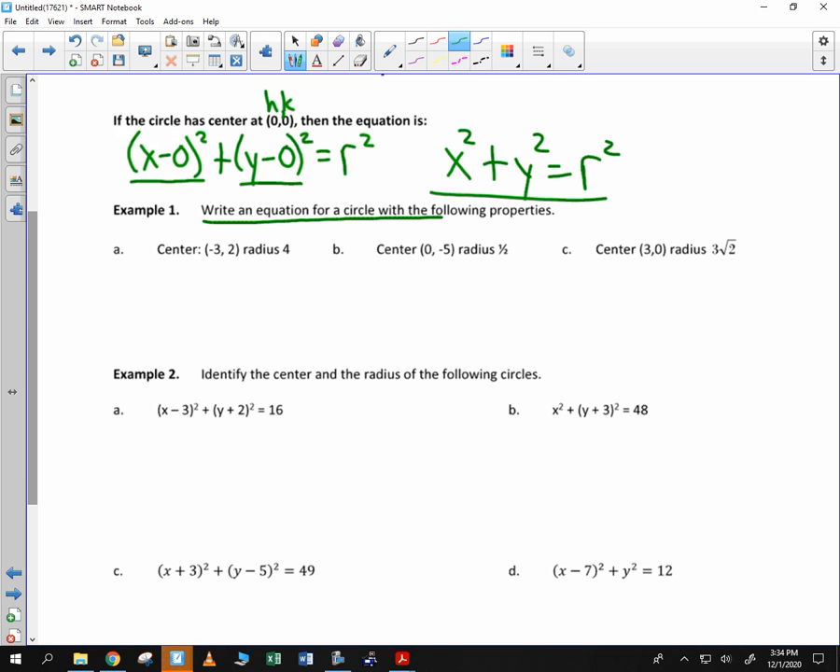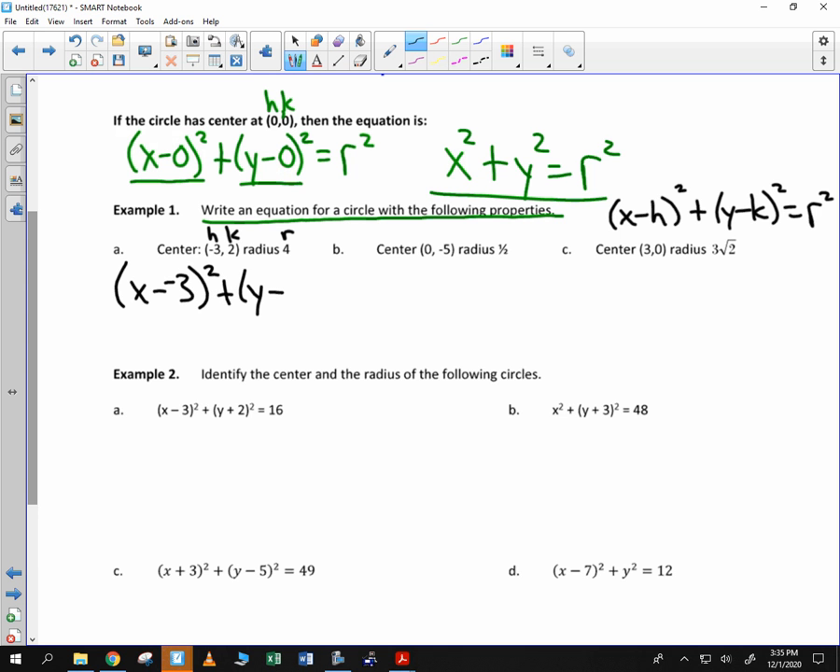It says write the equation for a circle with the following properties. The center is at (-3, 2), and a radius of 4. Again, we want to use this formula, (x minus h) quantity squared plus (y minus k) quantity squared is r squared. So this is h, and that's k, and that's r. So we have (x minus -3) squared plus (y minus 2) squared is 4 squared.